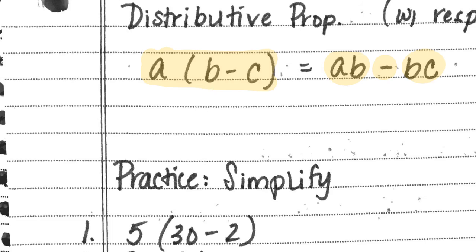Now, if you can add them inside the parentheses, you can add them. But notice here, they want you to use distribution because it's a little easier to say, oh, 5 times 30 is 150, and minus 5 times 2 is 10. And I know that's 140.